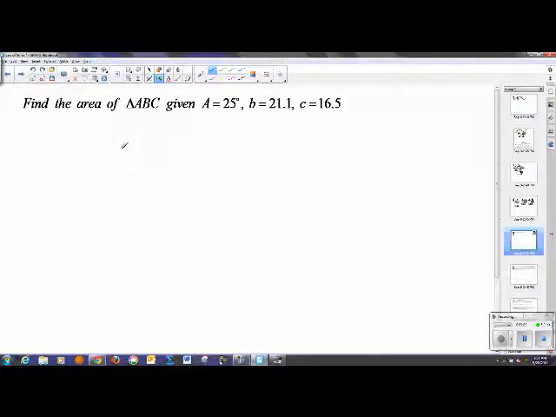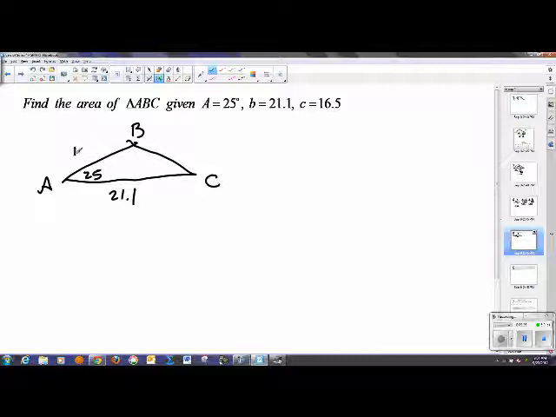In this case, again, I have triangle ABC. So we'll draw in A, B, C. Put 25 as my angle measure. Side B is 21.1, and side C is 16.5. Now, in this case, I'm noticing that we have an issue in that I can't find this opposite side. But notice I'm not asked to solve the triangle, I'm asked to find the area of a triangle.